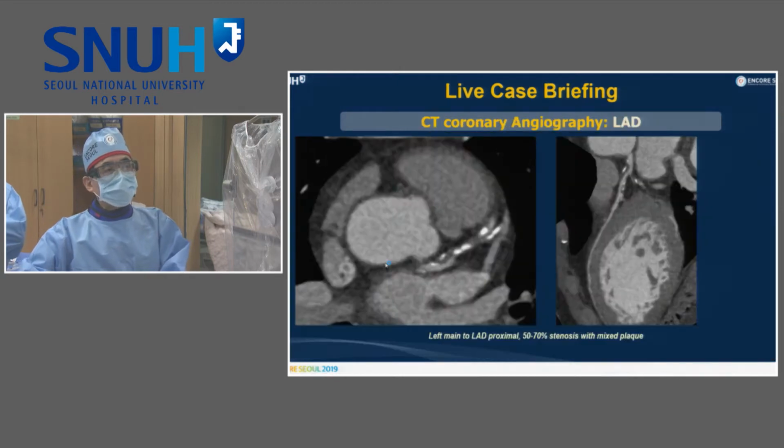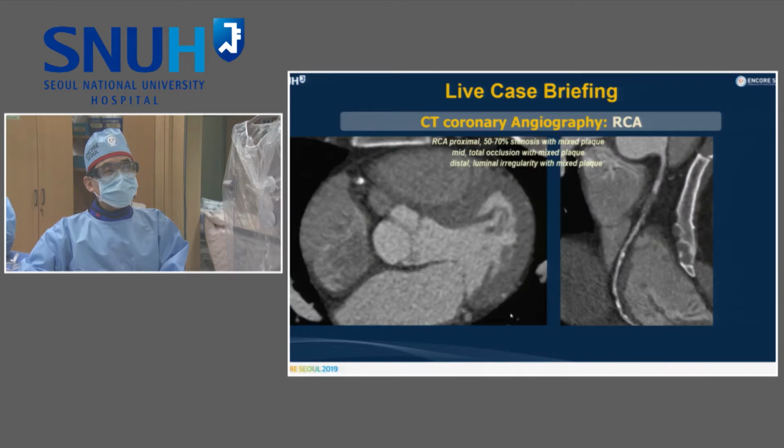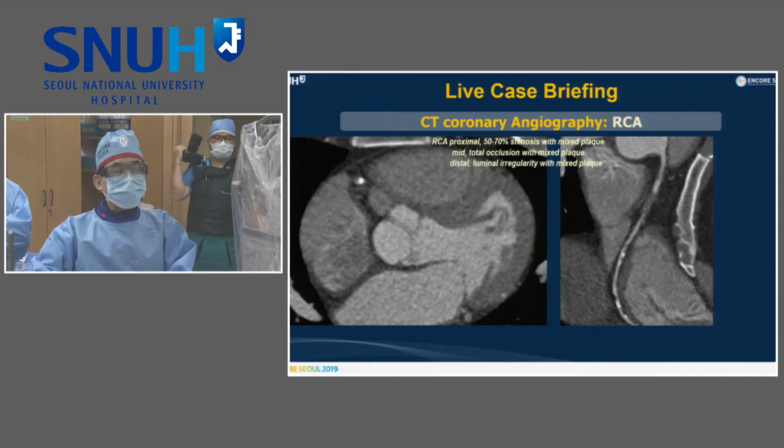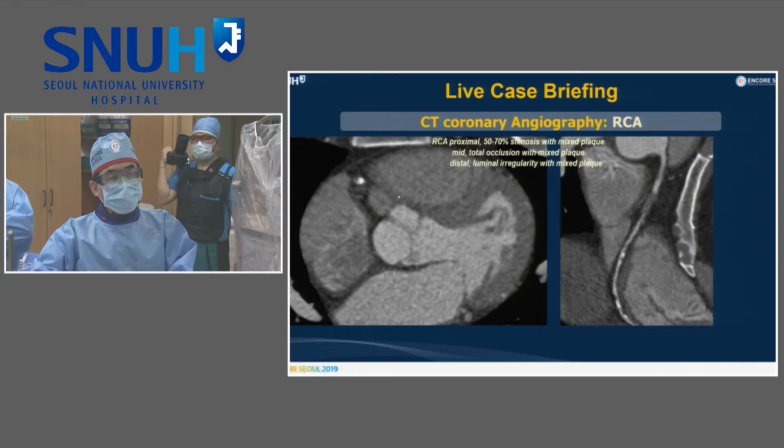The left coronary artery shows proximal to mid, mild to moderate lesions. The RCA CT angiogram shows that just proximal to the CTO segment, there is a partial calcification. The actual CTO segment is a little bit calcified, with a calcific nodule, a calcific spot, but mainly it is not heavily calcified.